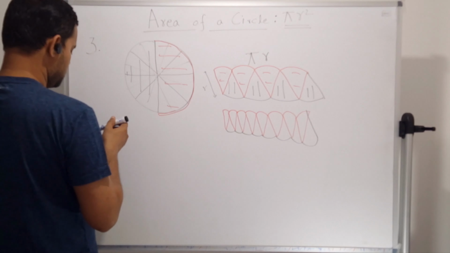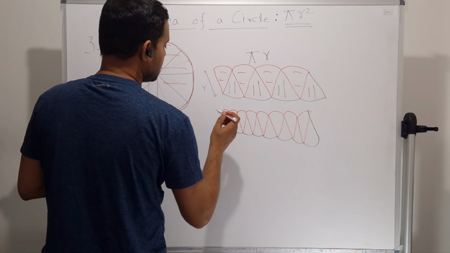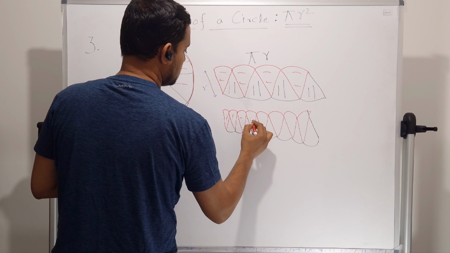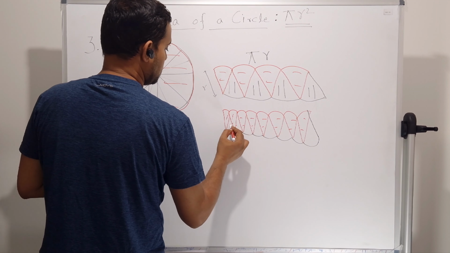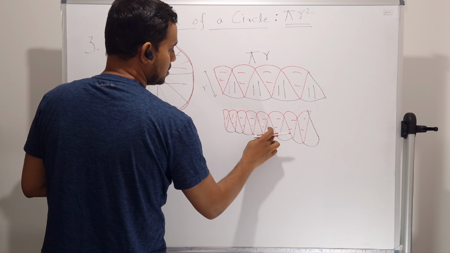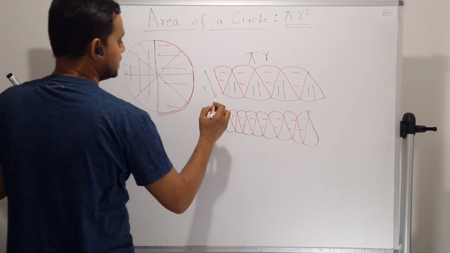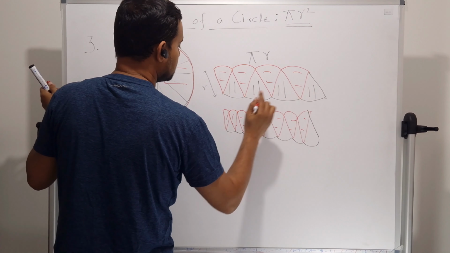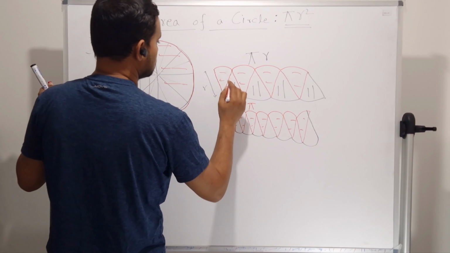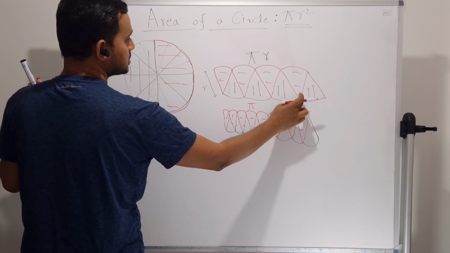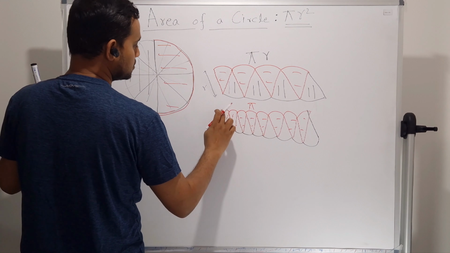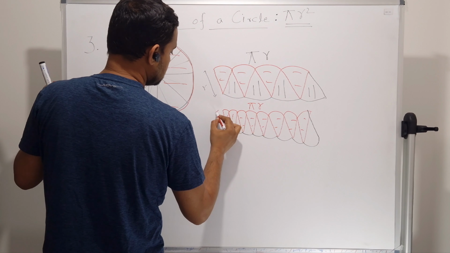Again, this is the red part, and this is the black part. Eight parts. This curved length is still pi r because we haven't changed anything. All we have done is split these into multiple parts, each of those into two parts. This length is still pi r. This length is still r.